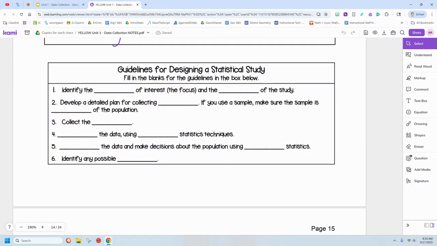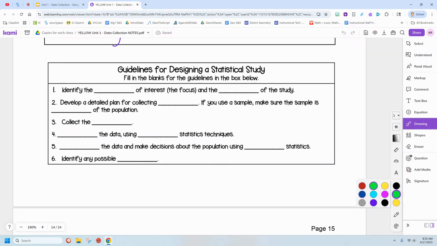Guidelines for designing a statistical study. Bottom of page 14. All right, bottom of 14. Okay, so ways that we collect data for a study.